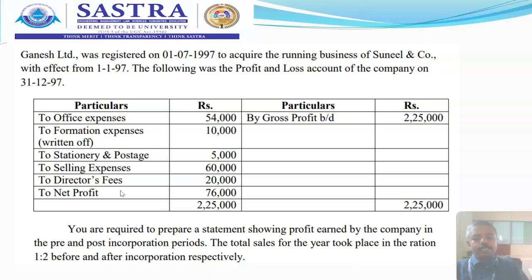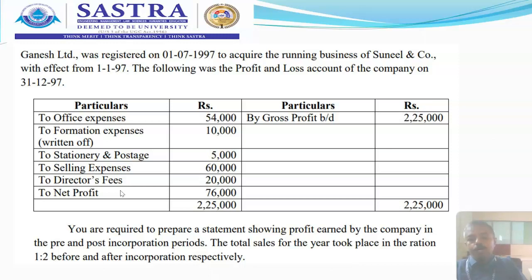So 1/3 means out of 60,000, 1/3 comes around to the sum of rupees 20,000. So 60,000 multiplied with 1/3 will get 20,000, which has to be apportioned to the pre-incorporation period. And the balance, out of 60,000 subtract the 20,000, the balance can be written as post-incorporation period. Or otherwise, you can take the sales ratio for post-incorporation period as 2/3.